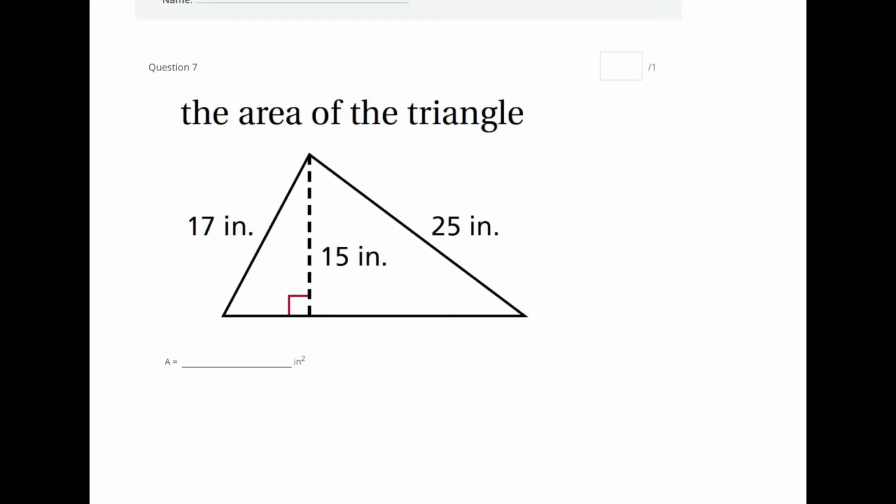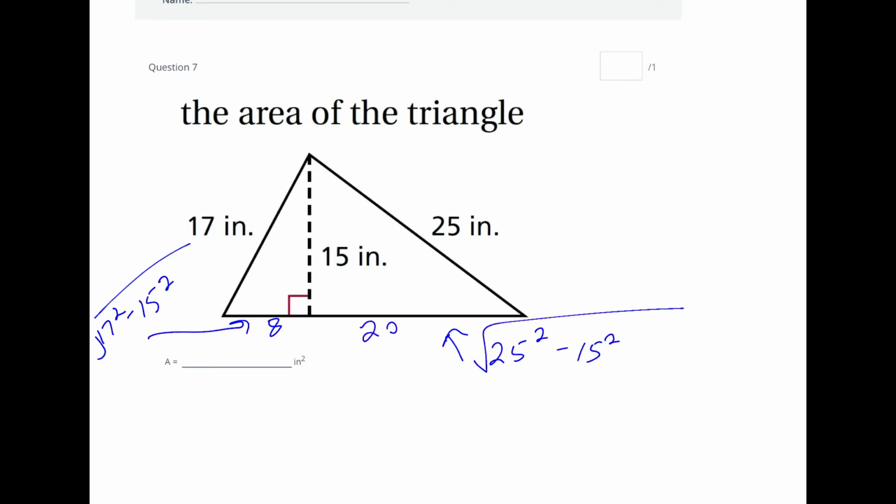So this one's tricky because we have a larger triangle and then two separate smaller triangles inside of it. A couple different ways to do it. If I use Pythagorean theorem, this base down here is going to be 17 squared minus 15 squared, and take the square root of that. That gives me 8. If I do the same thing on the other side, I take 25 squared minus 15 squared, and I take the square root of that. That gives me 20. So my base is going to be 20 plus 8, or 28. My height is 15. I divide those by 2. So the final answer there is going to be 210.